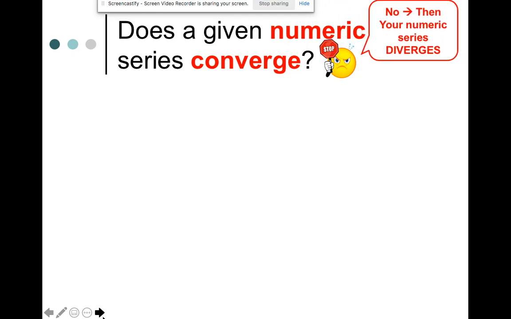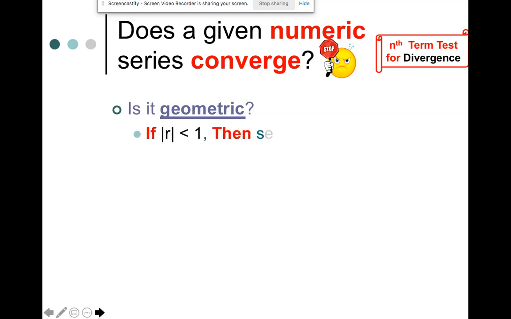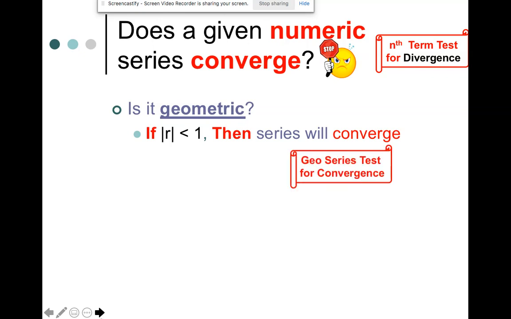If my terms do not go to 0, my numeric series diverges. Remember, if you fail the nth term test for divergence, you may still diverge or converge, you just don't know. So the next thing you say to yourself is, well, is it a geometric series? If it's a geometric numeric series, I just have to find the common ratio, see if its absolute value is less than 1.